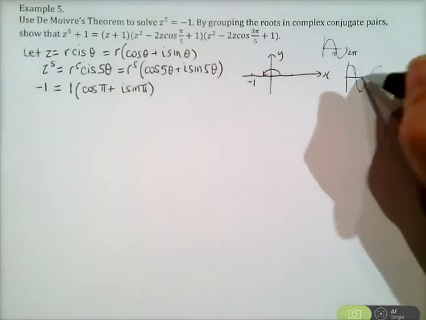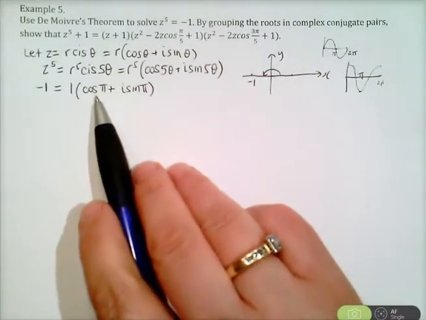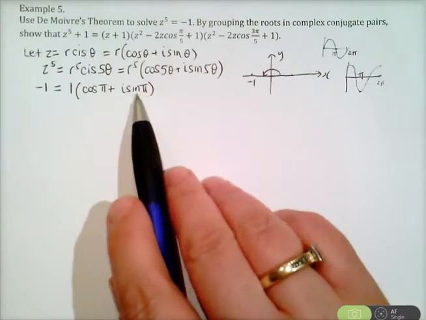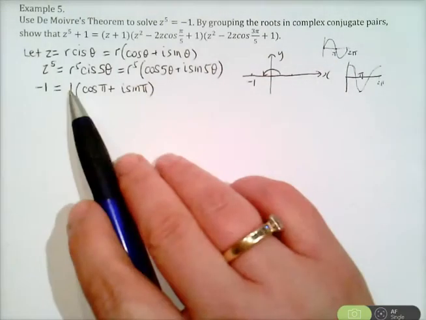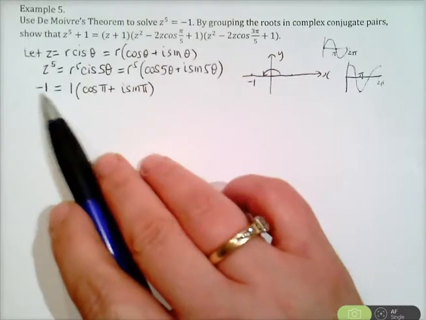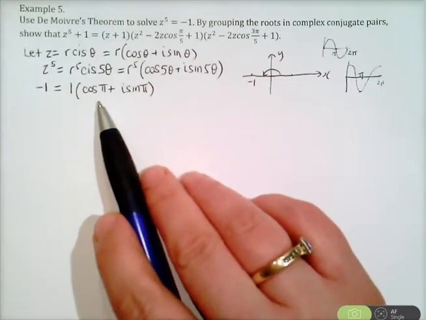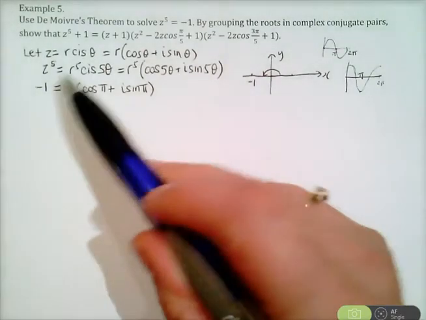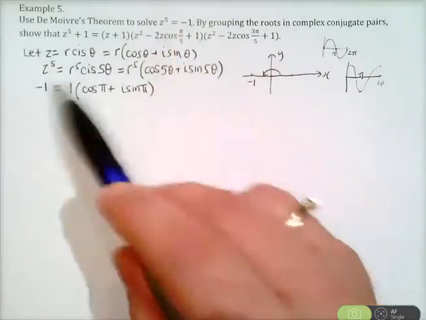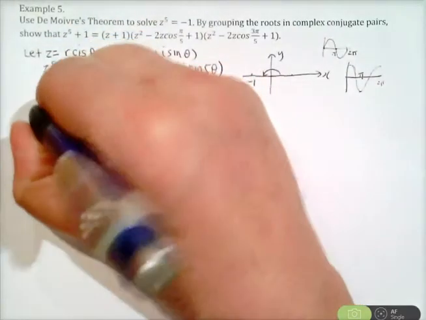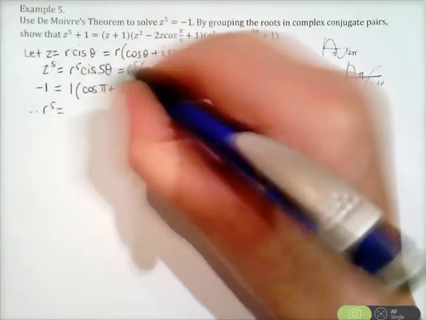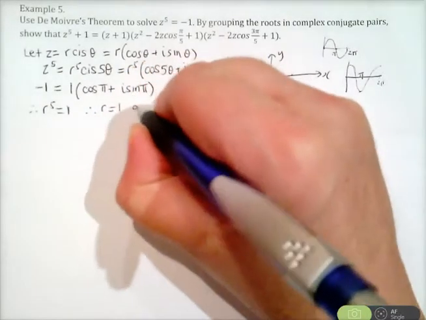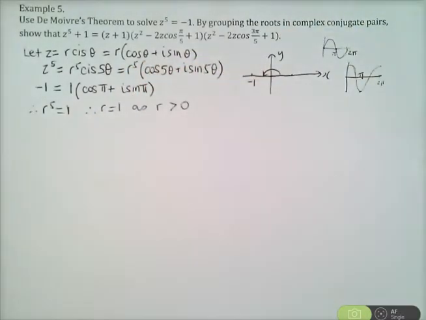of pi is 0. So therefore 1 times cos of pi, which is -1, is -1, and 1 times i sine pi, now sine pi is 0, that's just 1 times 0 is 0. So -1 does equal 1 cos pi plus i sine pi. Okay, now equating these two expressions, because we know that z to the power of 5 equals -1, we can say r to the power of 5 here is equal to 1, so therefore r equals +1, as r, your modulus, has to be greater than 0.